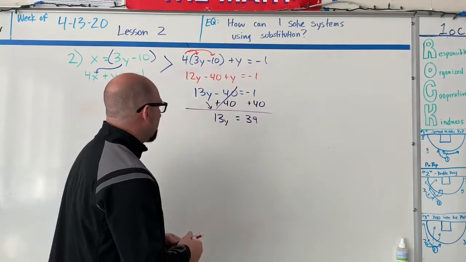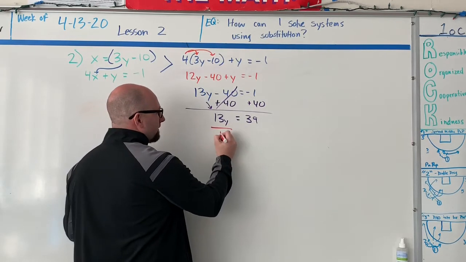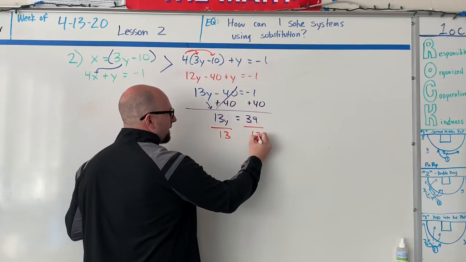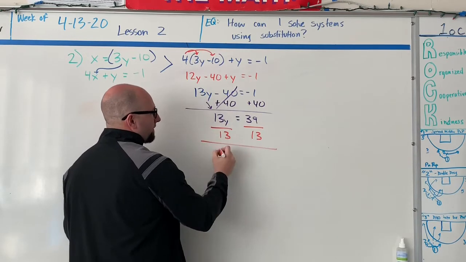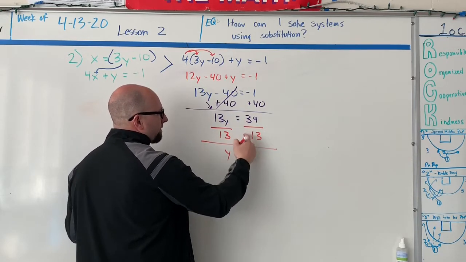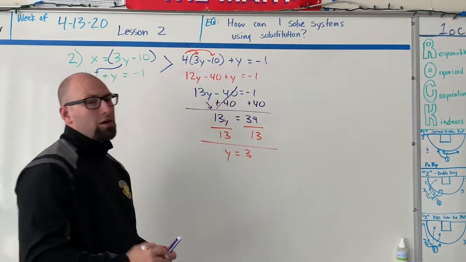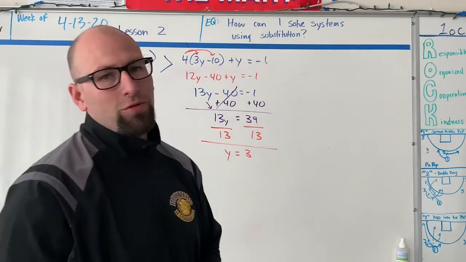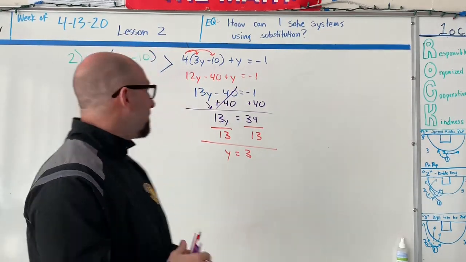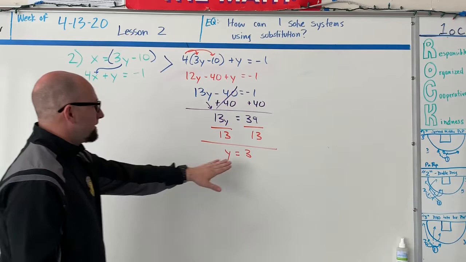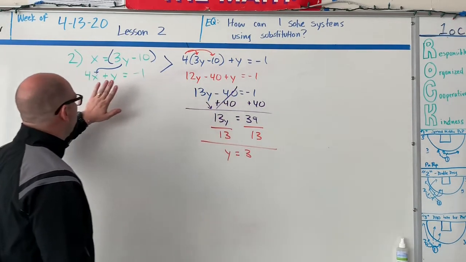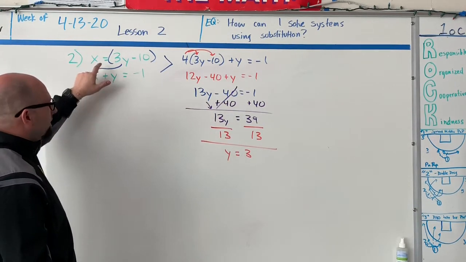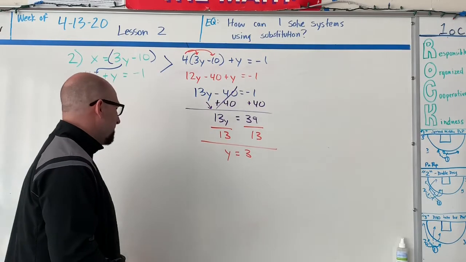Okay, the last thing we got to do is divide by 13. Simplify it. 13 divided by 13 is 1. 39 divided by 13 is 3. So our y coordinate point is 3 in the solution. That's our point of intersection. So then what we're going to do is we're going to take that 3, and we're going to go ahead and plug it into either one of these. I'm going to plug it into the top one because that seems to be a little bit better.